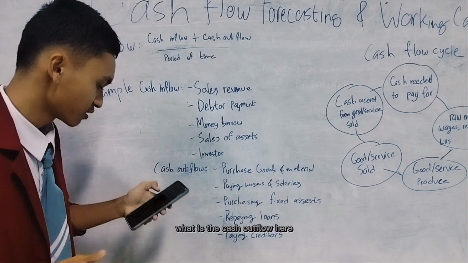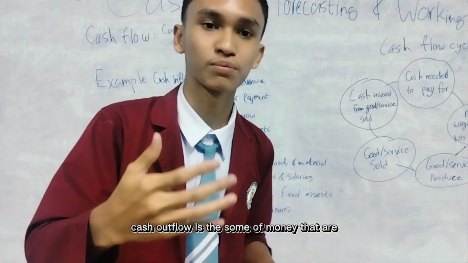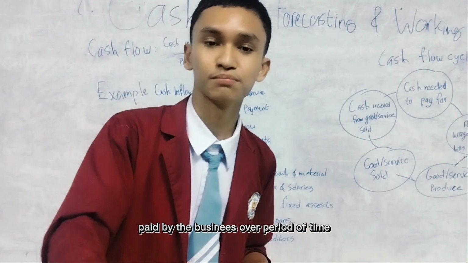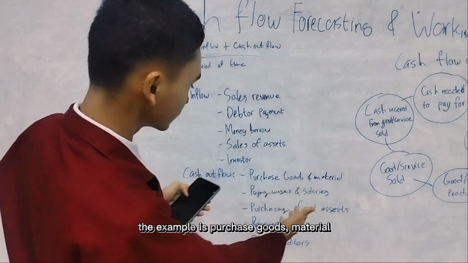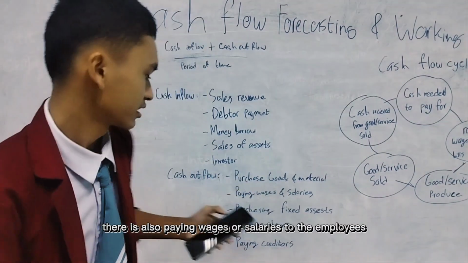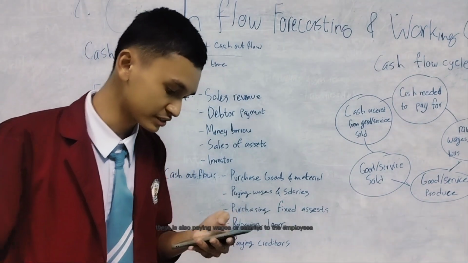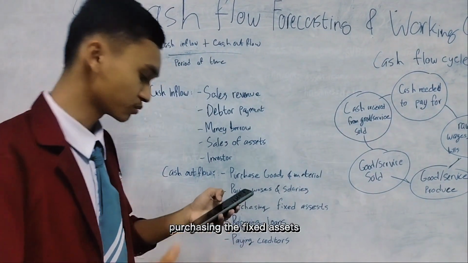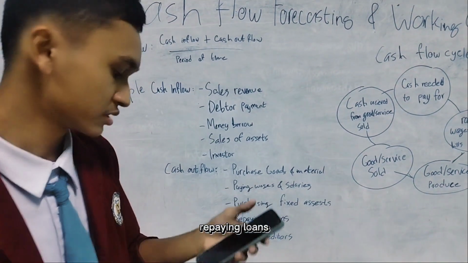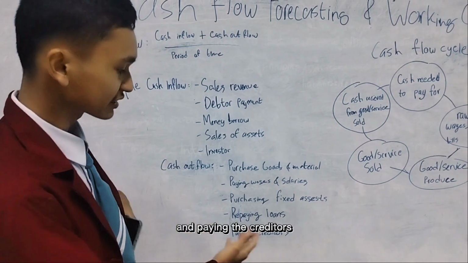And then what is the cash outflow here? Cash flow outflow is the sums of money that are paid by the business over a period of time. The examples are purchasing goods and materials. There is also paying wages and salaries to the employees. Also purchasing the fixed assets that they want to buy, repaying loans that they borrowed, and paying the creditors.